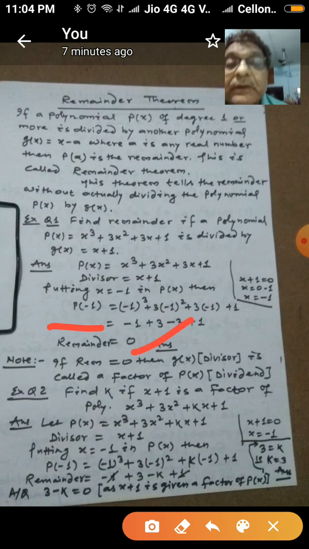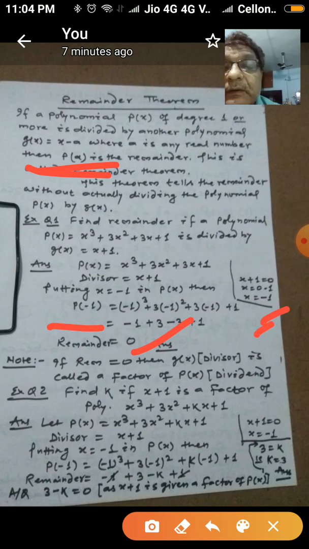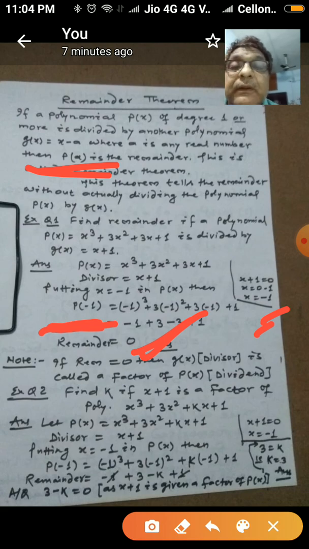So here you see in your statement p(a) was the remainder. So in place of a, since there is minus 1, our remainder is p(minus 1) which is equal to 0. So in this way we can find the remainder, and here you see there is no actual division work, so without performing actual division we can have the remainder.